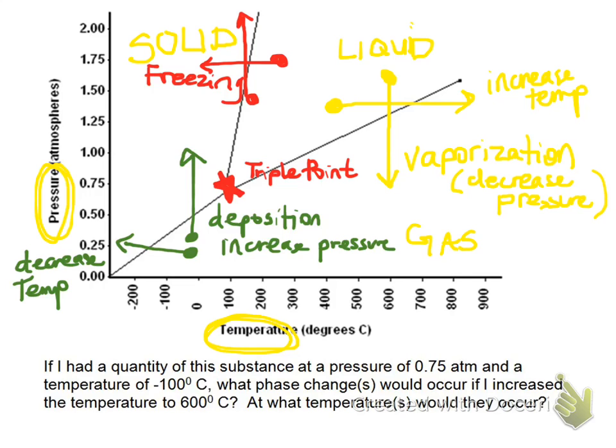Let's practice with this one question. If I had a quantity of this substance at a pressure of 0.75, here's pressure 0.75, and a temperature of negative 100. Okay, think about negative 100 and 0.75. What phase are we starting in? Solid. Good. Okay, right here. We're starting in the solid. 0.75, negative 100, agreed. The question says, what phase change is going to happen if I push the temperature all the way to 600? It's going to turn into a gas.